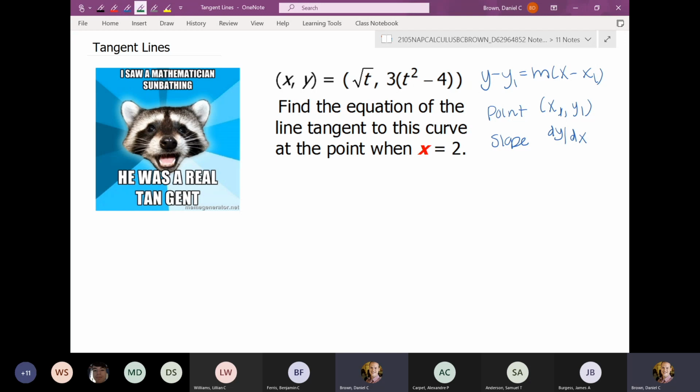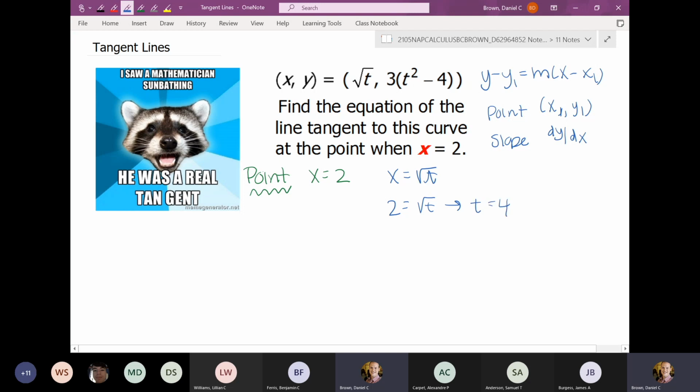So we want to find the equation of the tangent line when x is equal to 2. The first thing I'm going to find is the point. We know x is equal to 2. That was given. We need to figure out what y is. Well, the equation for x, going back to it, is x equals the square root of t, the square root of the parameter t. When x is 2, what is t? Pretty easy to solve. t would be equal to 4.